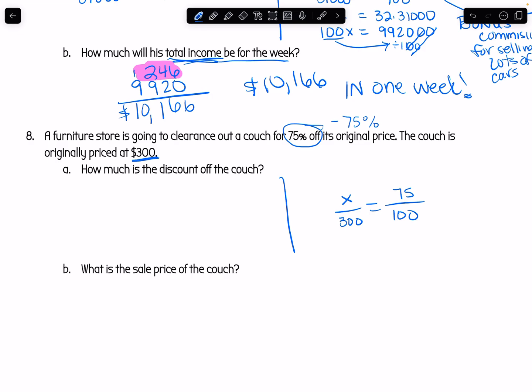So I can do a couple of things. I can either do 300 times 75%. I can do 300 times 0.75, or I can do it the other way. You're going to end up with 225.